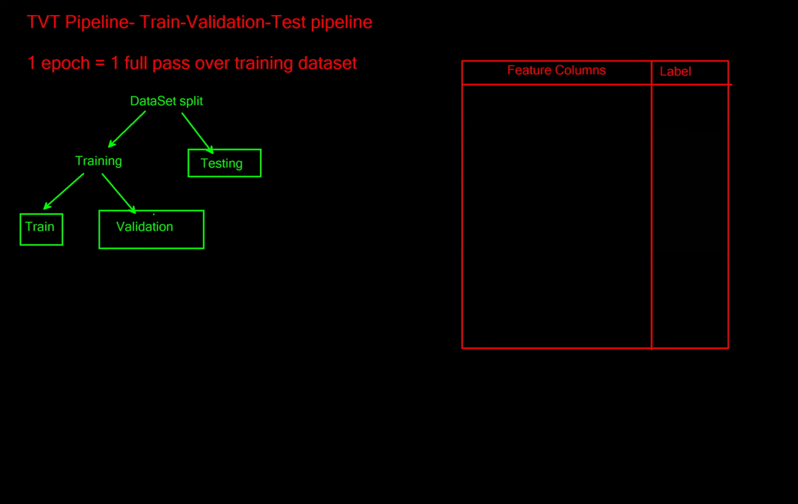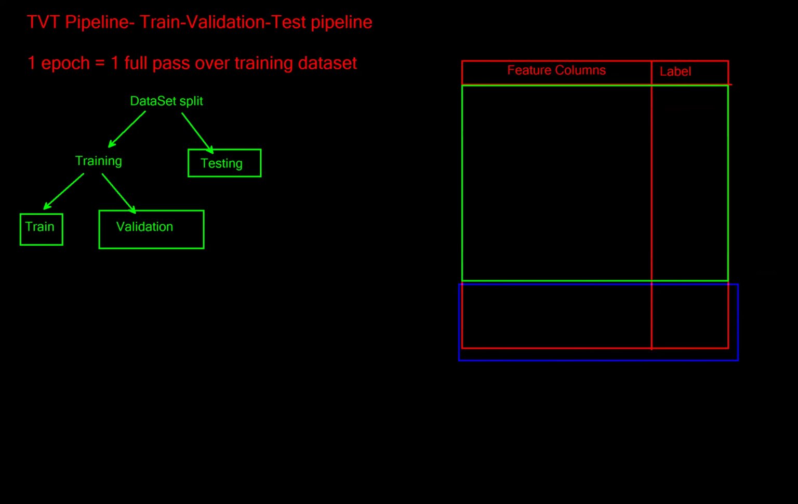I have just drawn a diagram to explain how we have done that. First of all, we have divided the data into training and testing data sets like this, right? So this is the training data set and this is the testing data set, correct?